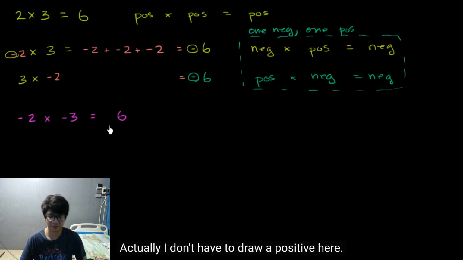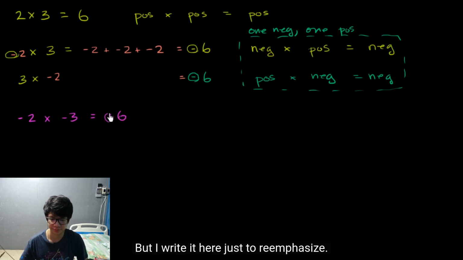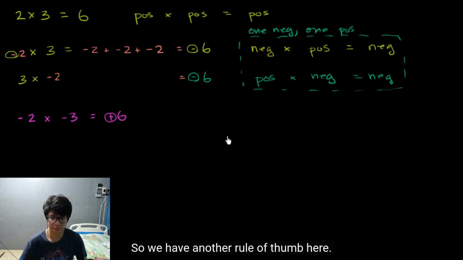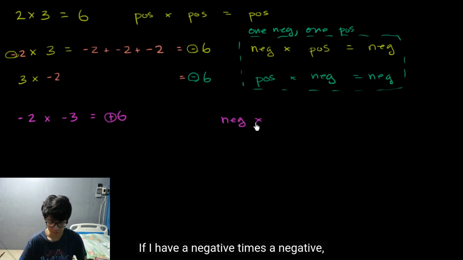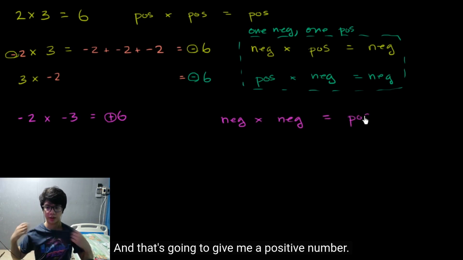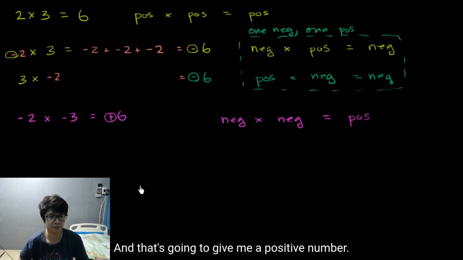I actually don't have to write a positive here, but I'll write it just to re-emphasize. This right over here is a positive 6. So we have another rule of thumb here. If I have a negative times a negative, the negatives are going to cancel out, and that's going to give me a positive number.